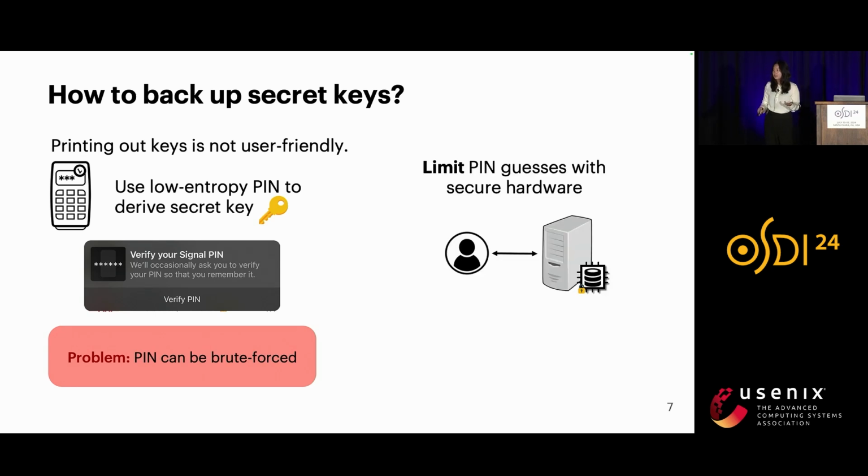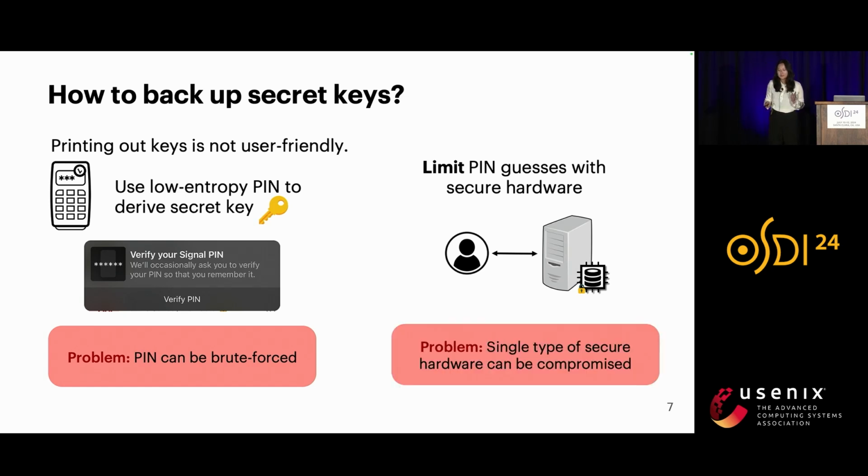And at Signal and other end-to-end encrypted secret key backup services, usually you mitigate this by limiting the amount of PIN guesses you can make to a certain user's account using secure hardware. Now, with secure hardware, they're kind of known for compromises to happen. There's attacks on them all the time. So if you have a single type of secure hardware, that means it can be compromised.